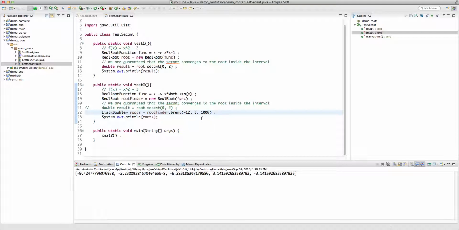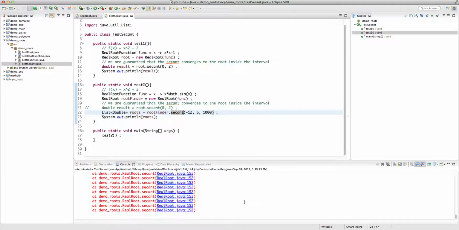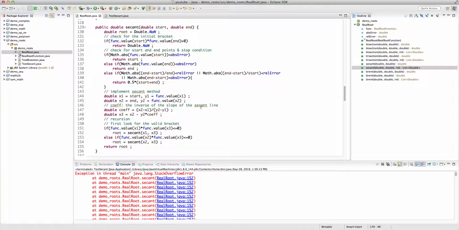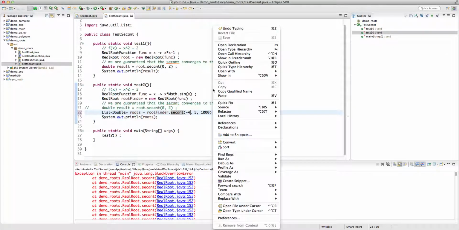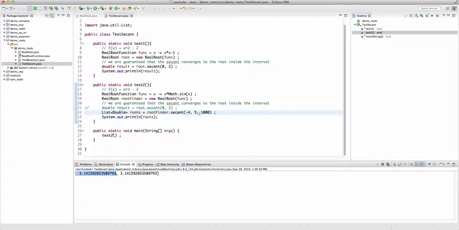Okay, so we are guaranteed that the secant method, not Brent, secant. Sorry, I was running the wrong one. Now it fails. So we know that the Brent method works, so let's test with the secant. So the secant still has some problem converging. And let's see the previous case. It works. From minus 4.5 to 1000, we get minus pi and pi.